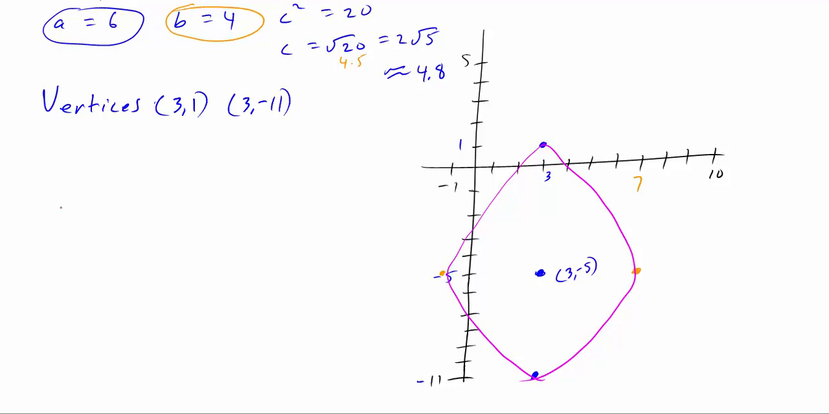And after we calculate that, we could look at the foci, and that means we're looking at the c value, and we know that's approximately, we can use the decimal here, 4.8. So we're going to go up, and I guess you may see them use the exact answer, but as far as graphing here, we'll look at the 4.8, so not quite 5. So if we're here at (3, -5), then that means we need to go up approximately almost 5.